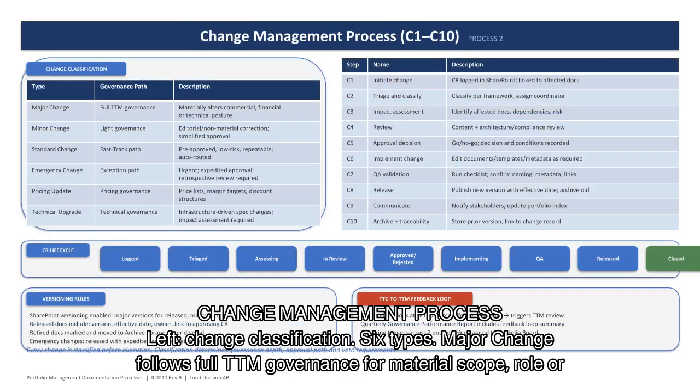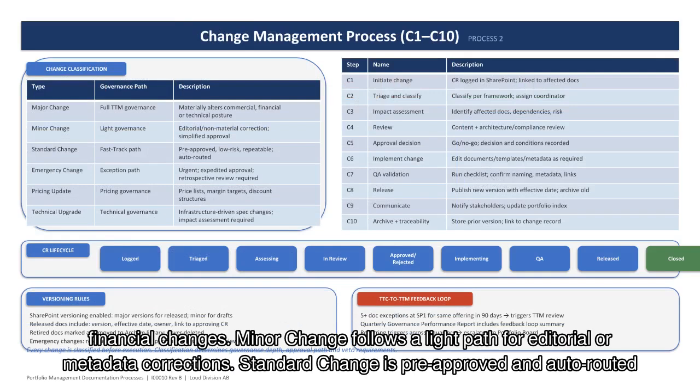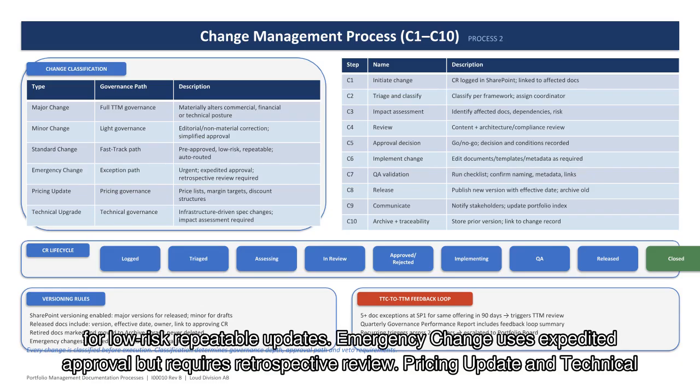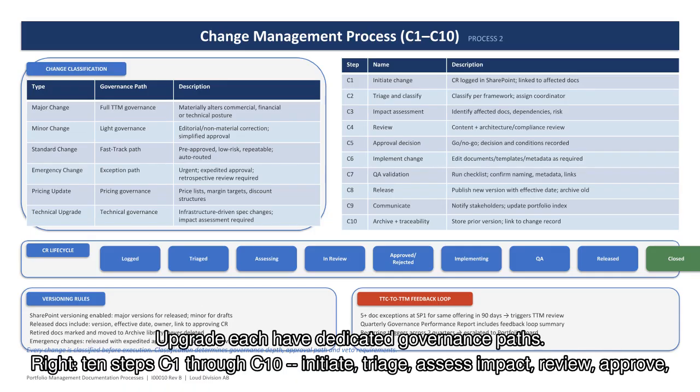Change management process, left. Change classification, 6 types. Major change follows full TTM governance for material scope, role, or financial changes. Minor change follows a light path for editorial or metadata corrections. Standard change is pre-approved and auto-routed for low-risk repeatable updates. Emergency change uses expedited approval but requires retrospective review. Pricing update and technical upgrade each have dedicated governance paths.